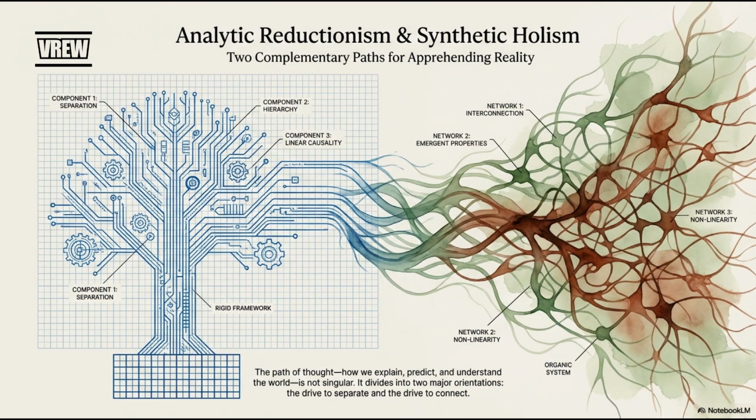The path of human thought is not a single road. To understand the world, we have historically relied on two distinct yet complementary orientations: the drive to separate and the drive to connect. We call these analytic reductionism and synthetic holism. While one seeks to break reality down into distinct, manageable parts, the other strives to weave those parts back together into an interconnected whole. Together, they represent the essential toolkit for how we explain, predict, and navigate our complex reality.